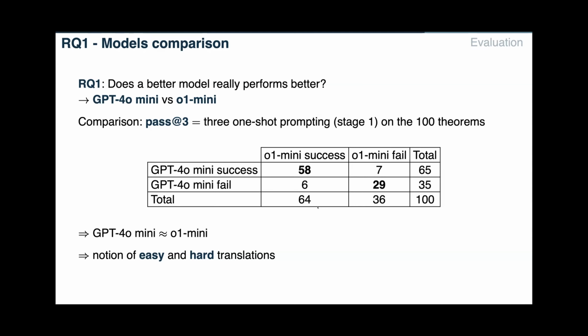But we noticed an interesting thing that I highlighted on the table, which is that there is a notion of easy and hard translation shared by the two models. They tend to succeed and fail on the same theorems.